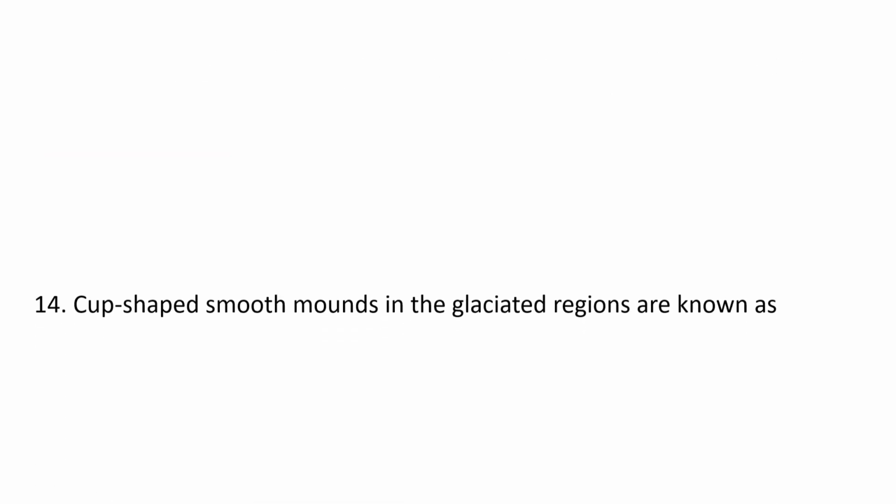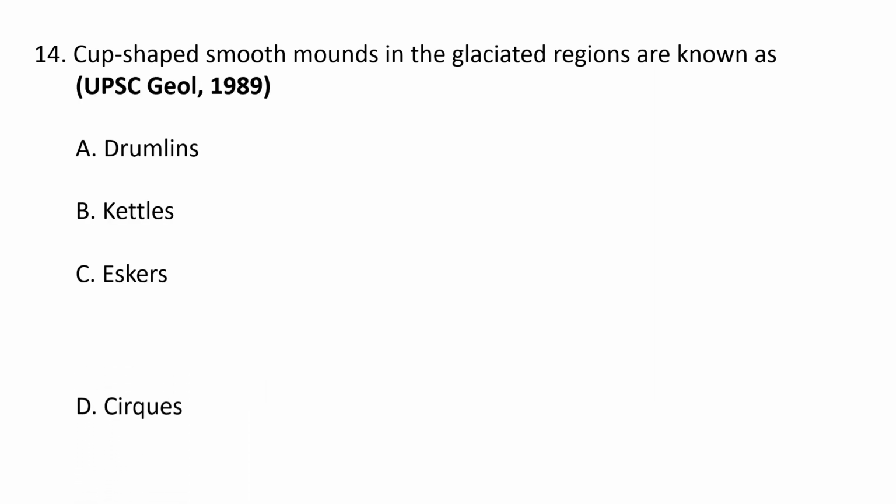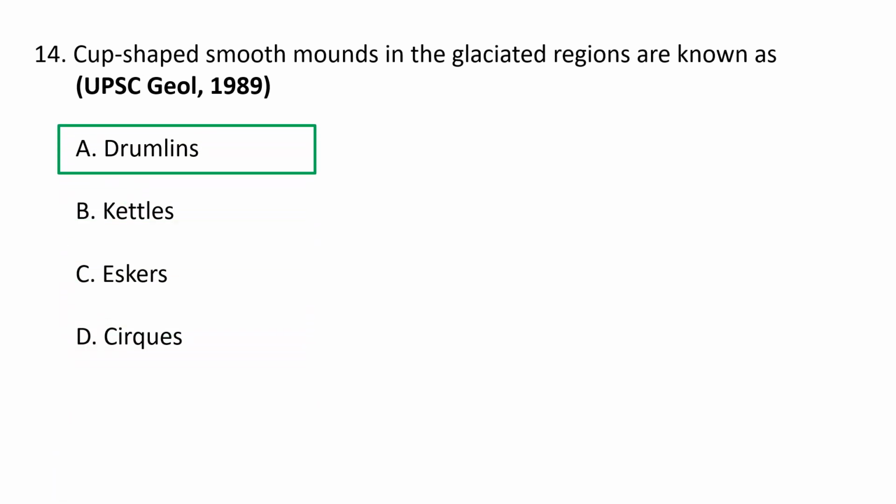Next question. Cup-shaped smooth mounds in the glaciated regions are known as A. Drumlins, B. Kettles, C. Eskers, D. Cirques. So cup-shaped smooth mounds in the glaciated regions are known as drumlins.